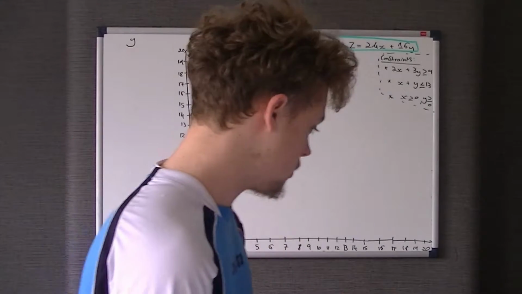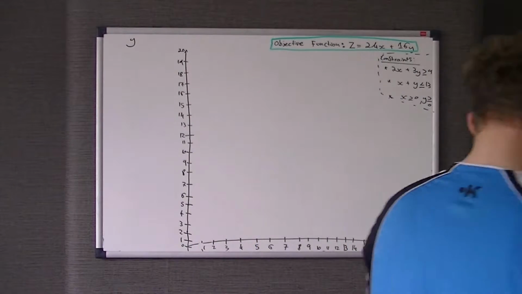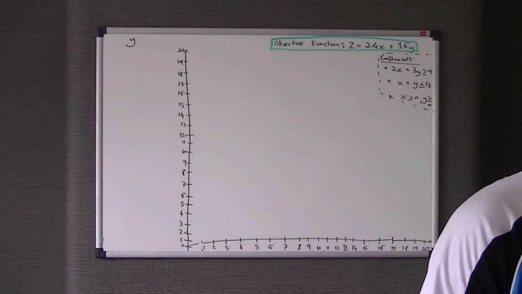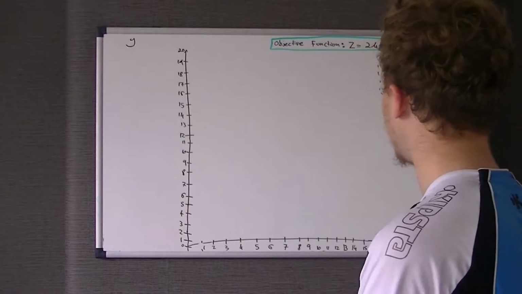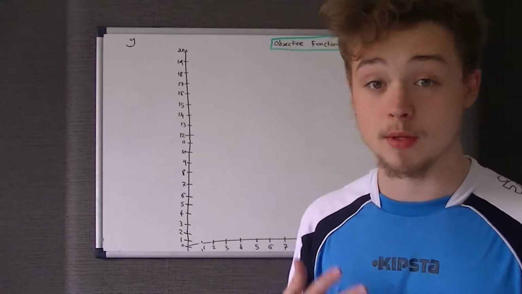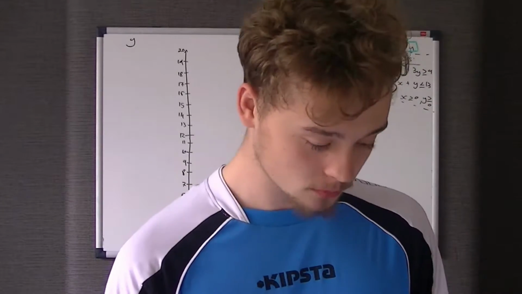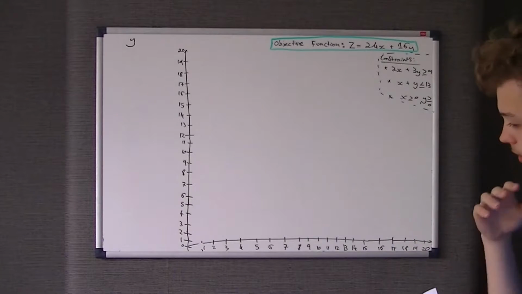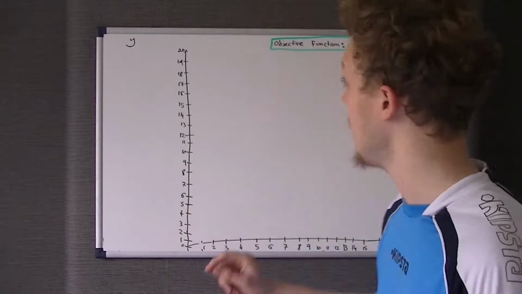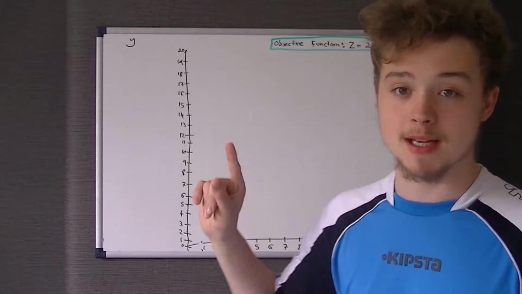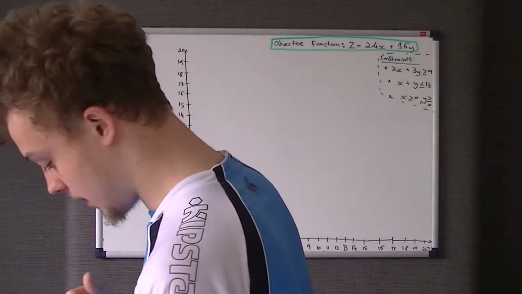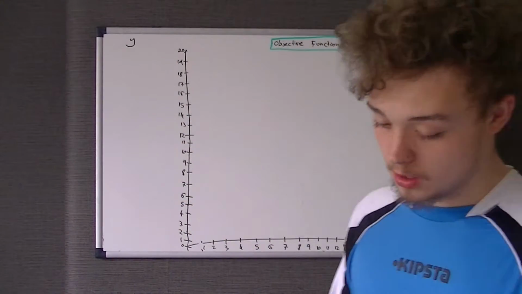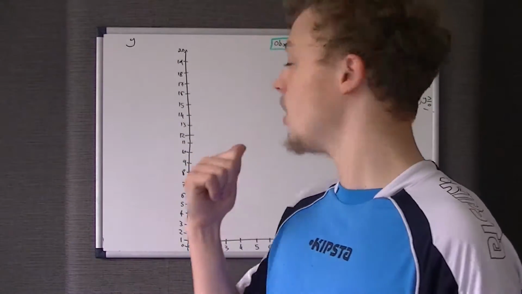Just a recap of what we're going through in this video. We're going to go through this question and give you an idea of how to shade out different bits. It's all about shading this and finding something we call the finite region. Then I'll show you how, in that finite region, we maximise and minimise this objective function.